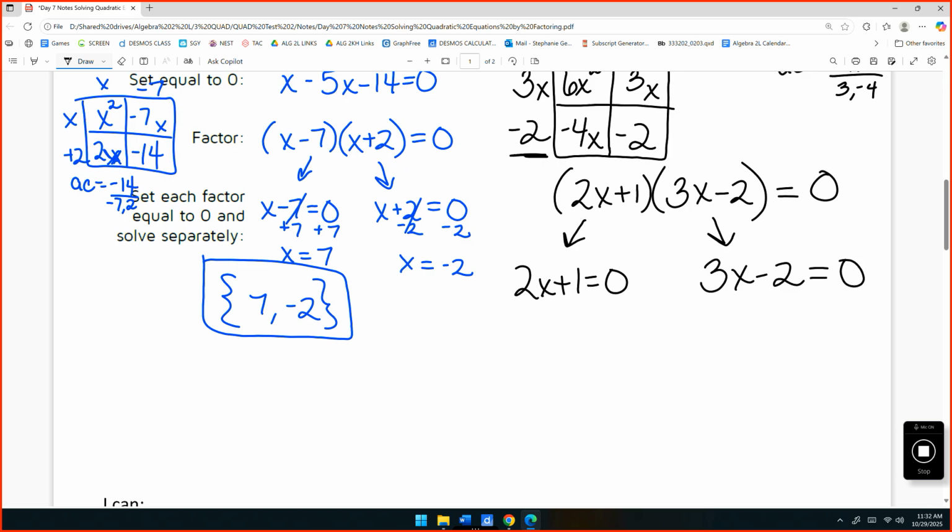Is everyone okay with where these came from? Everyone okay with why I just made them equal zero? Because that's the zero product property. All right, now we just solve, the good old days. I want to solve for x. I'd have to minus 1 first, so 2x equals negative 1. 0 minus 1 is negative 1. And then we divide by 2. So negative 1/2.